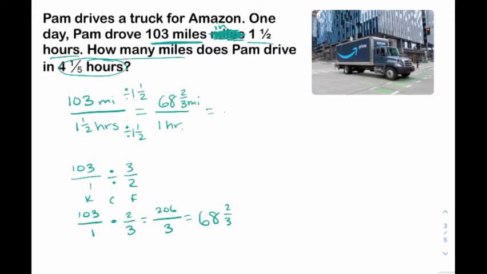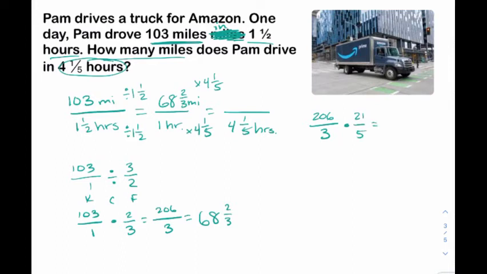So now let's find how many miles she drives in 4 1/5 hours. Well, to get from 1 to 4 1/5, I need to multiply by 4 1/5. So let's do the same thing to the top. Now to multiply these two numbers, I need to convert them to improper fractions. I already know that 68 2/3 as an improper fraction is 206/3 because we had it before. 4 1/5 as an improper fraction is 21/5. Now we can multiply straight across.